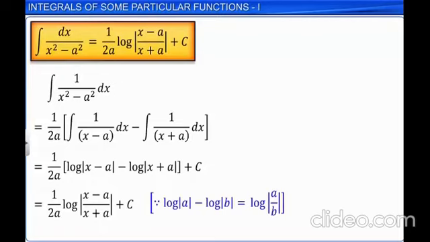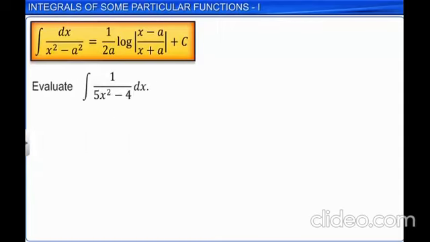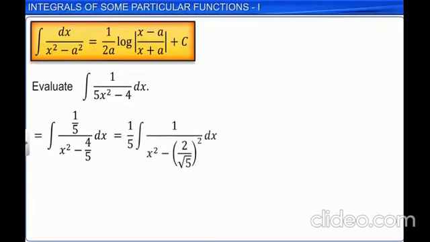Let's now integrate a function using this formula. Evaluate integral of 1 upon 5x squared minus 4. Divide the numerator and the denominator of the integrand by 5. This will make the coefficient of x squared as 1. 4 upon 5 in the denominator can be written as 2 upon square root of 5 whole square.